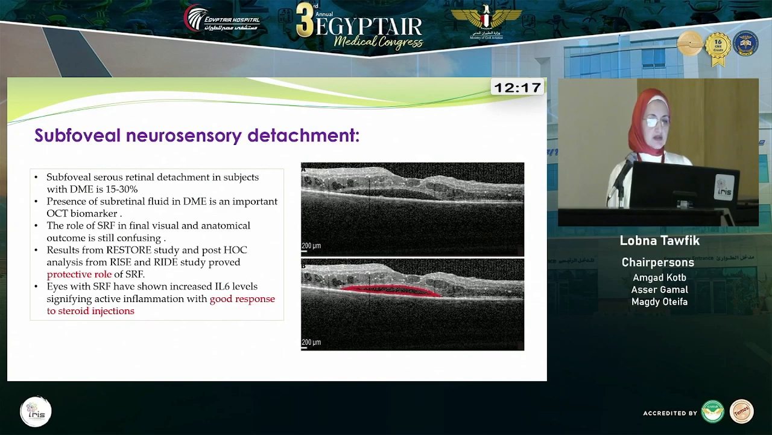Subfoveal neurosensory detachment. Subfoveal serous retinal detachment in subjects with diabetic macular edema is 15 to 30%. Presence of subretinal fluid in diabetic macular edema is an important OCT biomarker. The role of subretinal fluid in final visual and anatomical outcome is still confusing. Results from the RESTORE study and post-hoc analysis from the RISE and RIDE studies proved a protective role of subretinal fluid. Eyes with subretinal fluid have shown increased interleukin-6 levels, signifying active inflammation with good response to steroid injection.